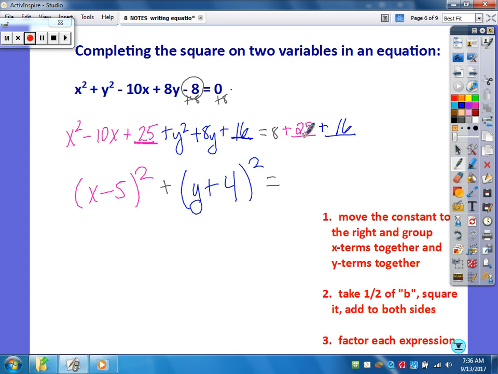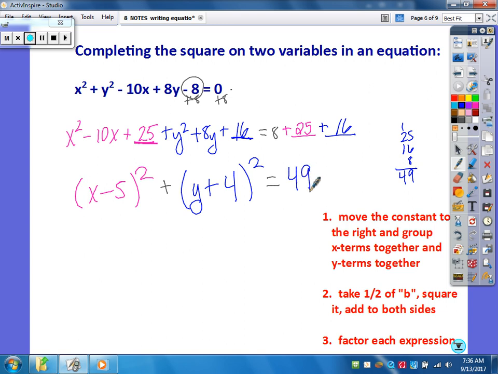Then I add those together. So 25 plus 16 plus 8. Of course, I don't have a calculator handy. So 16 and 8 is 24, carry the 1, so 49.